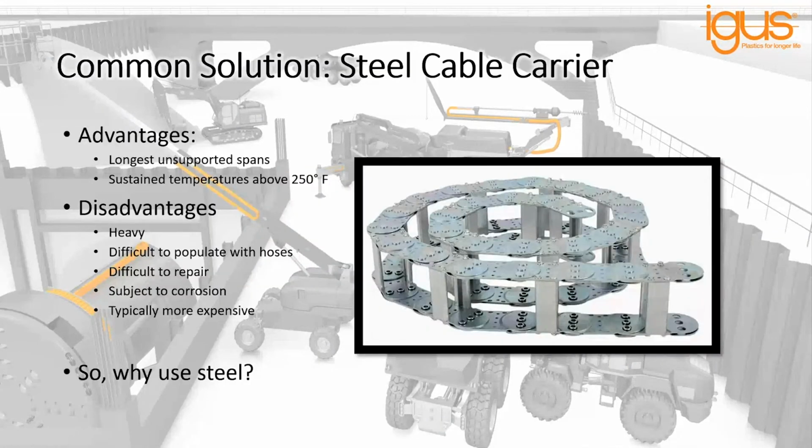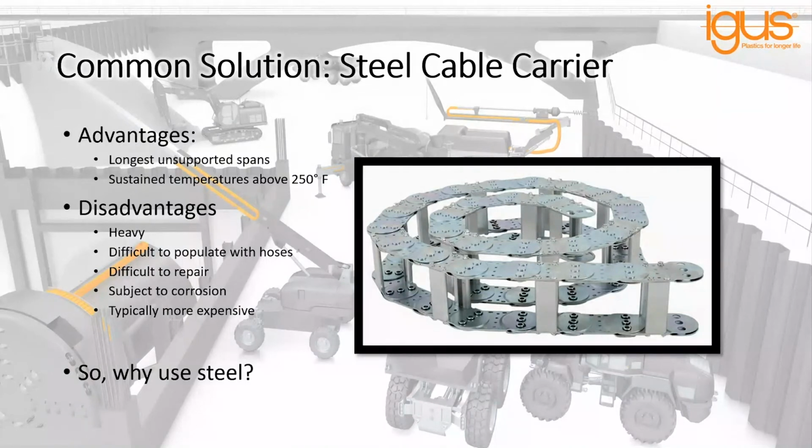So this webinar is targeted to manufacturers of construction equipment, heavy machinery. So on those types of applications, a common solution that we see often is a steel cable carrier, like what's pictured on the screen now. There are a couple of advantages of a steel carrier compared to a plastic carrier. One of those being that the steel carrier offers the longest possible unsupported spans, and the other one being sustained temperatures above 250 degrees Fahrenheit, which is not that common in those types of applications, but can be seen.